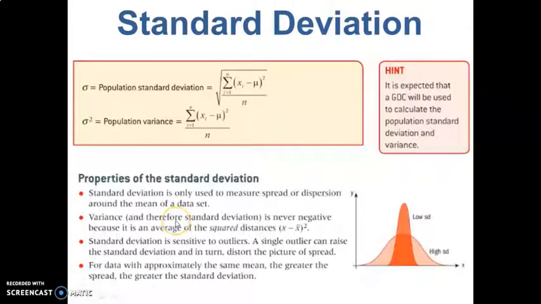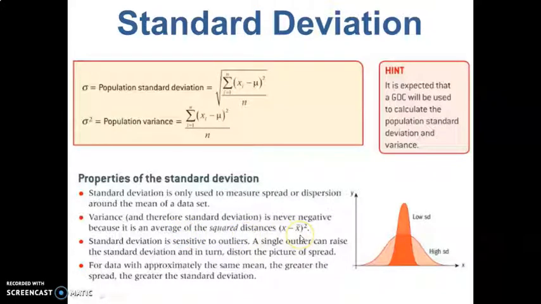So, some properties of standard deviation. First of all, standard deviation is only used to measure spread or dispersion around the mean of a data set. Variance, and therefore standard deviation, is never negative because it is an average of the squared distances, right?